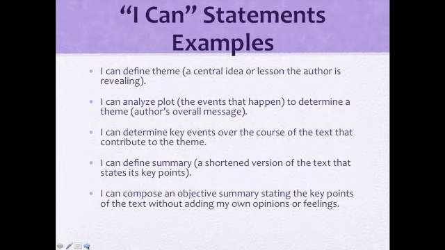Here are the I can statements for Reading Literature 7.2. I can define a theme, a central idea, or lesson that the author is revealing. I can analyze plot, the events that happen to determine a theme, author's overall message. I can determine key events over the course of the text that contribute to the theme. I can define summary, a shortened version of the text that states its key points. And I can compose an objective summary stating the key points of the text without adding my own opinions or feelings.